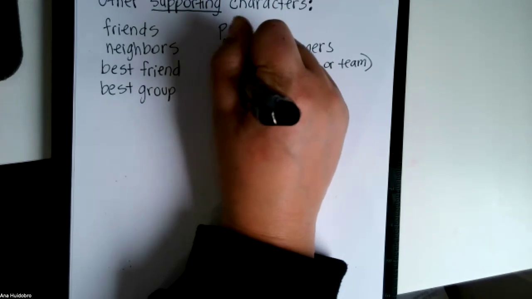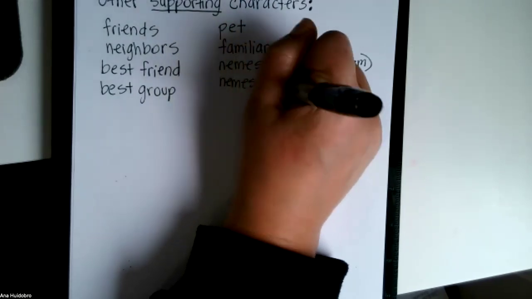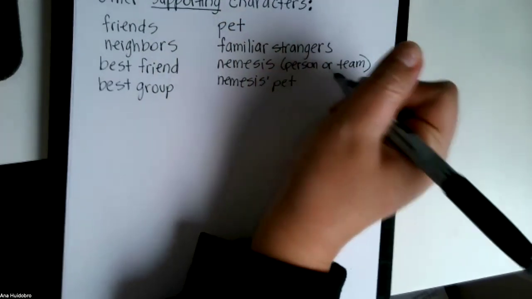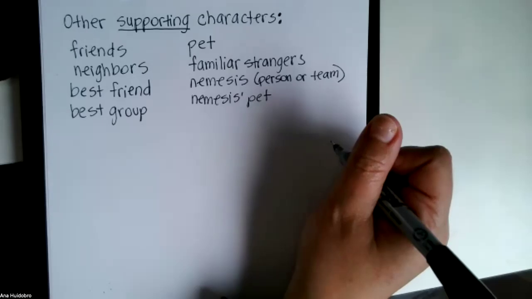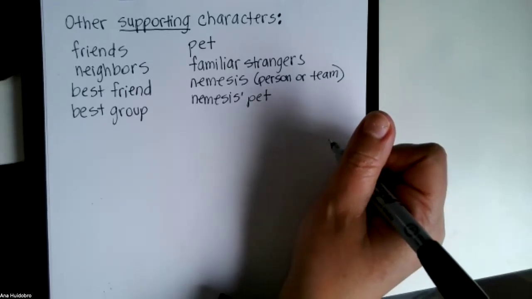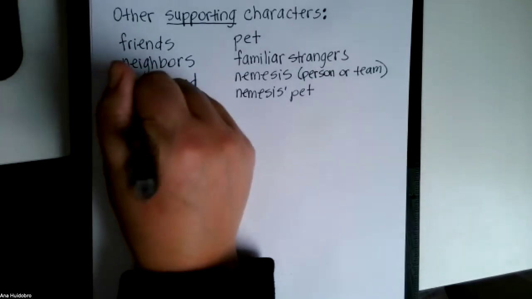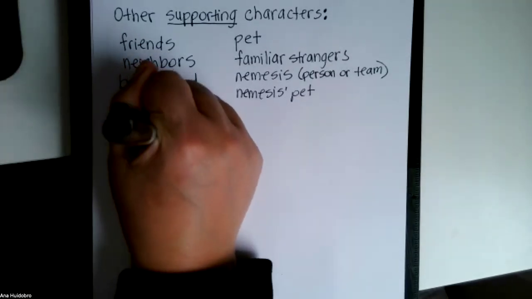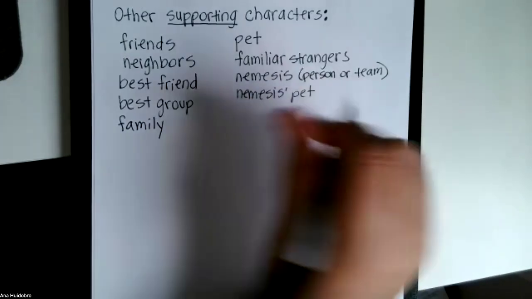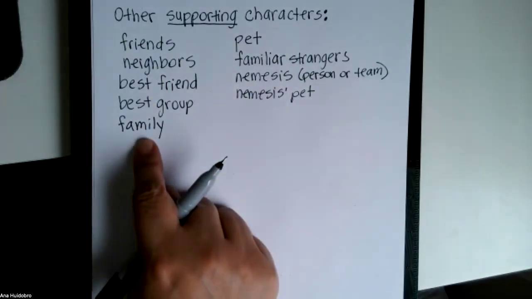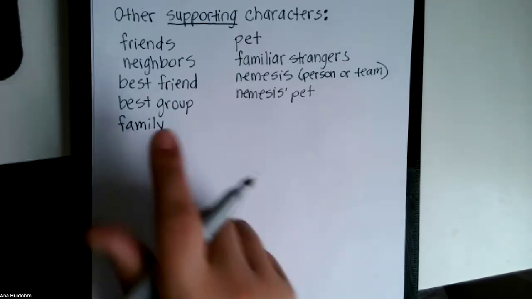Maybe there's a neighbor with a dog that's always ruff, ruff, ruff, barking at your character, right? It could be family. I think my Pepperoni Pete is going to live with friends, not family, but family is definitely supporting characters. It could be a brother, sister, parent, aunt, uncle, cousin, nephew, whatever, right?